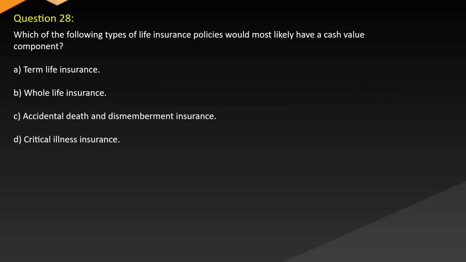Question 28. Which of the following types of life insurance policies would most likely have a cash value component? A. Term life insurance. B. Whole life insurance. C. Accidental death and dismemberment insurance. D. Critical illness insurance.